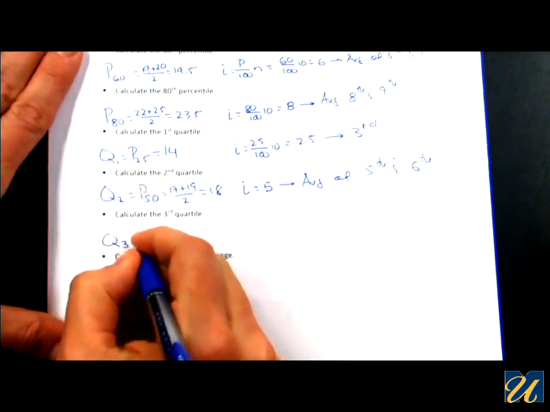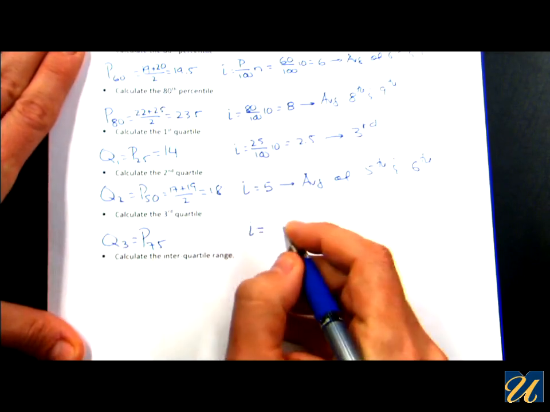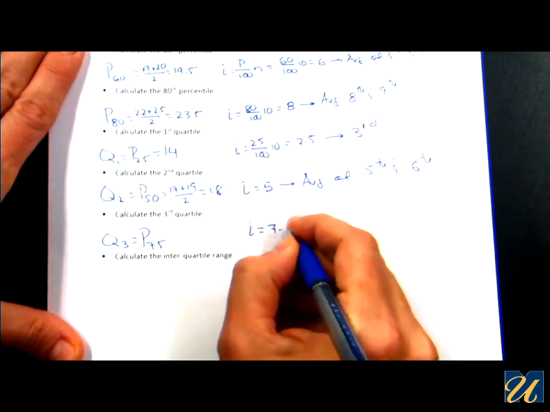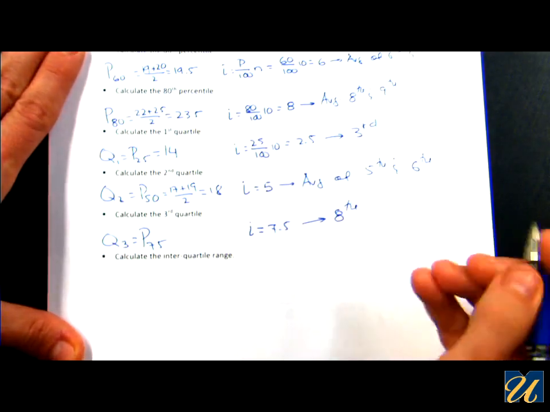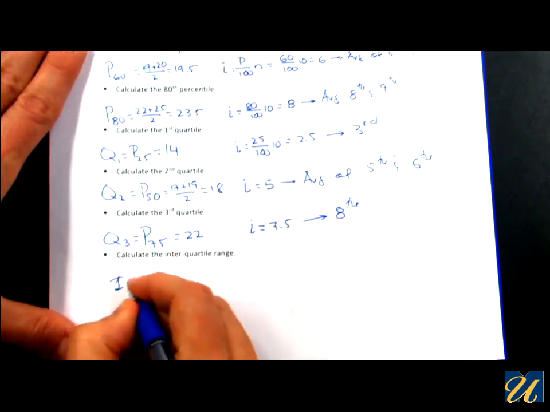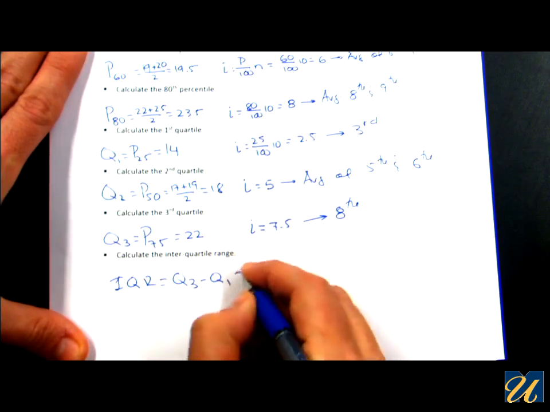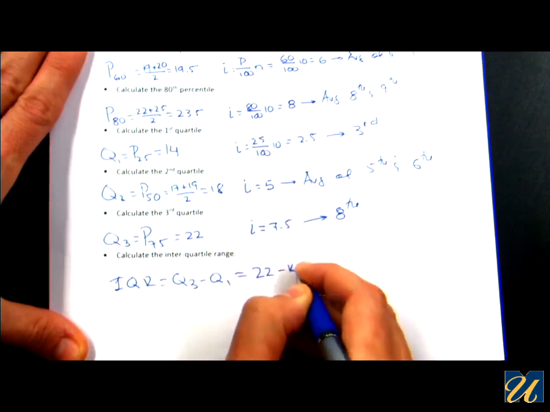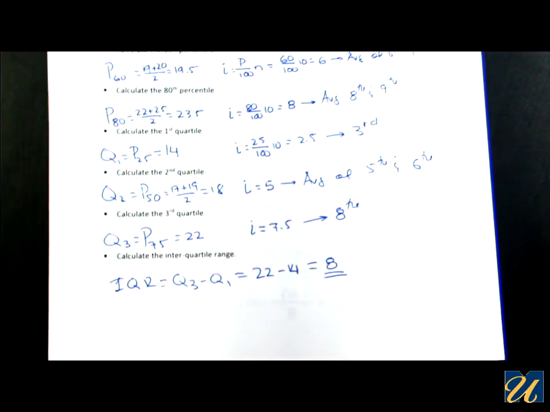Q3, P75, i will be equal to 7.5, which I round up to 8, and I take the 8th ranked observation, which is 22. IQR is equal to Q3 minus Q1, 22 minus 14, so the IQR will be equal to 8.